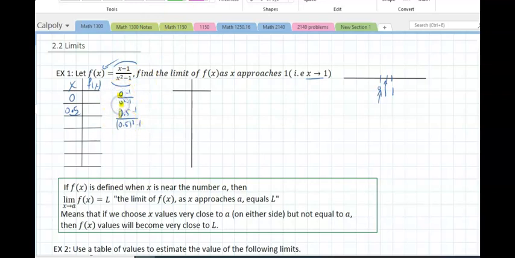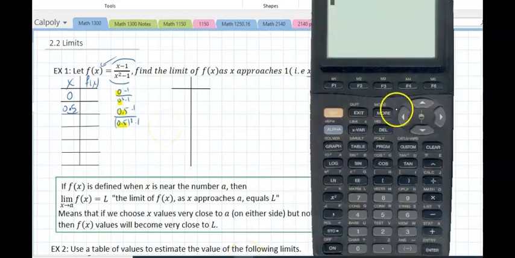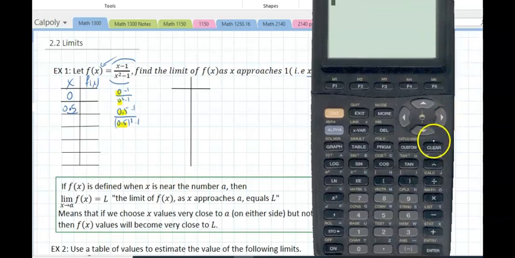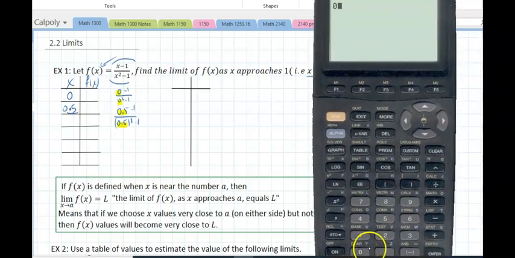This is going to happen a lot in our class, we're going to evaluate a lot of values. If I'm doing the same thing over and over, I'm going to make use of the answer key on my calculator. Let me demonstrate. Instead of typing parentheses 0 minus 1 divided by 0 squared minus 1, I'll get a 1.